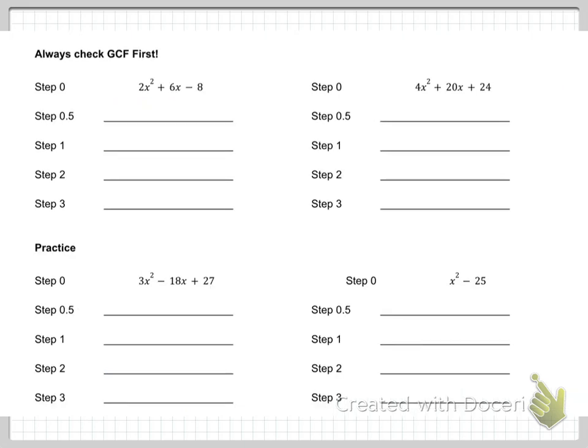Moving on, one other tip, one last thing I want to teach you is to always check for the GCF first, because this can make your life way, way easier. In this first case, I see that 2 goes into all three of those terms. I'm going to pull a 2 out, and when you divide each of those by 2, you're left with x squared plus 3x minus 4.